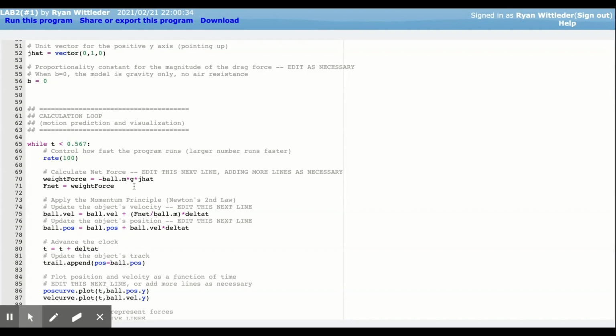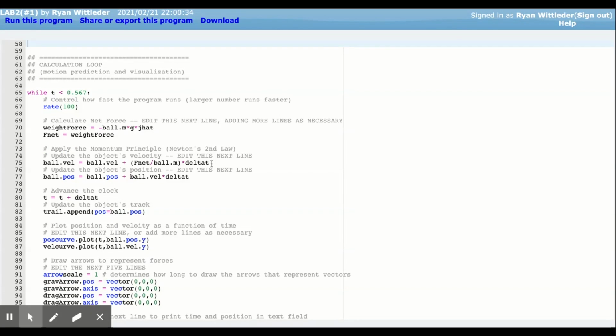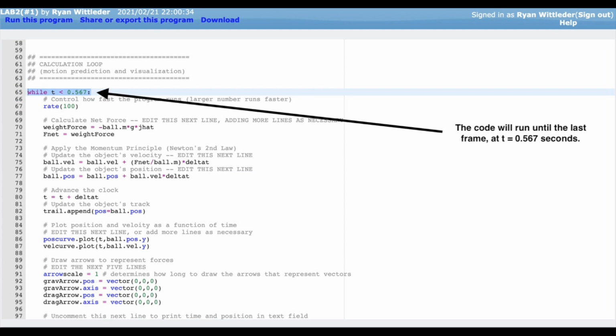Then came the net force. Since we are only accounting for the weight force on the ball, I assigned this variable to the variable Fnet. Finally, I manipulated the code to repeatedly iterate the position and velocity update formulas of Newton's second law. This is the heart of the code. Remember, the position update formula is the first integral of the velocity update formula.